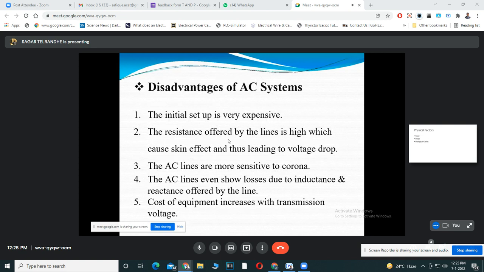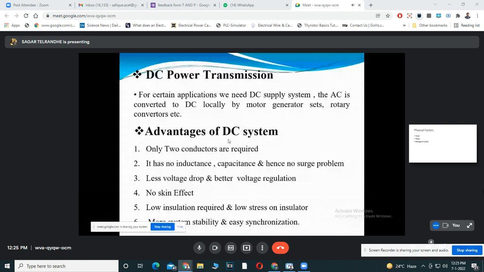The DC power transmission. For certain applications, we need DC supply system. The AC is converted to DC locally by motor generator sets, rotary converters, etc. Advantages of DC system. Only two conductors are required.